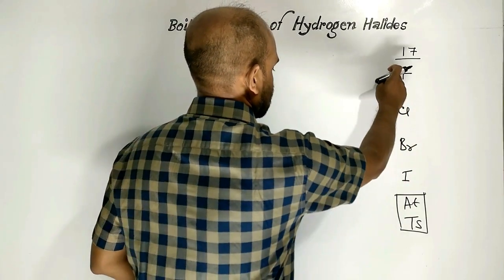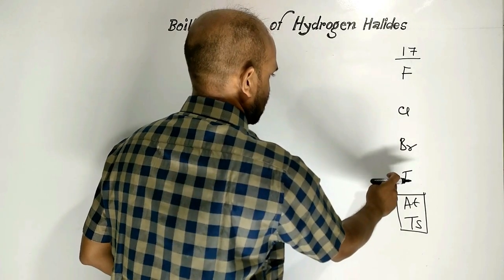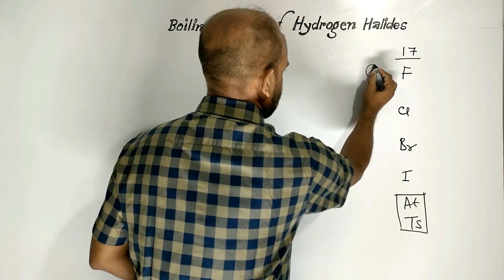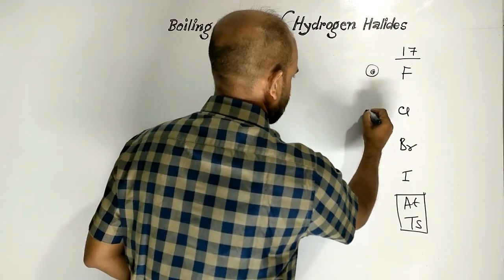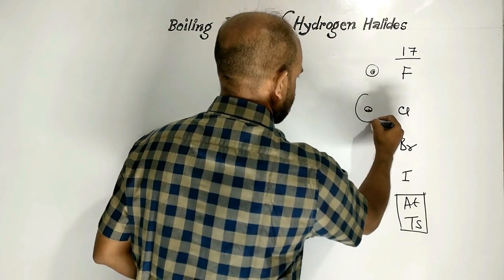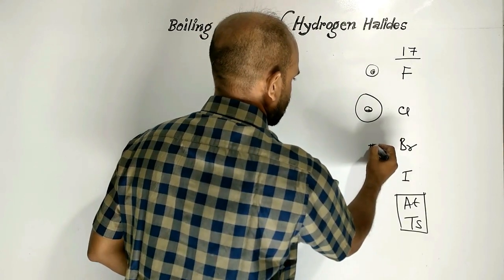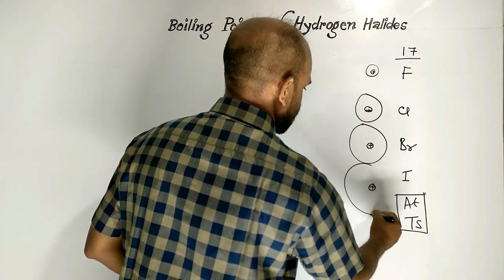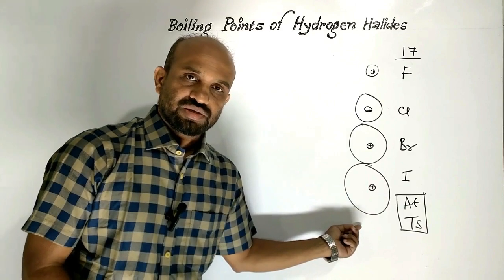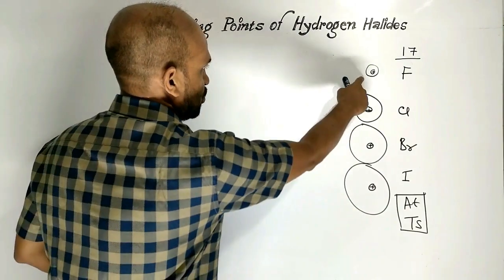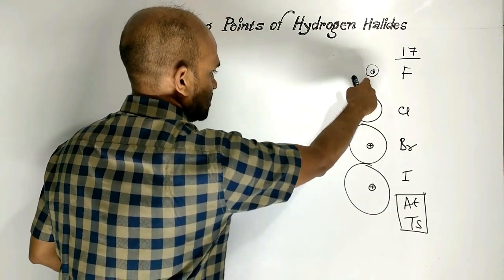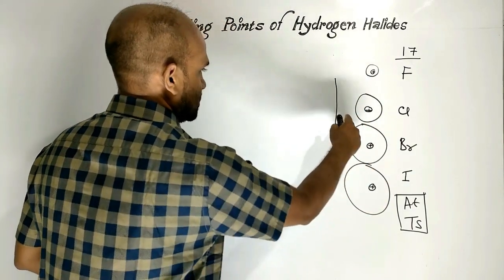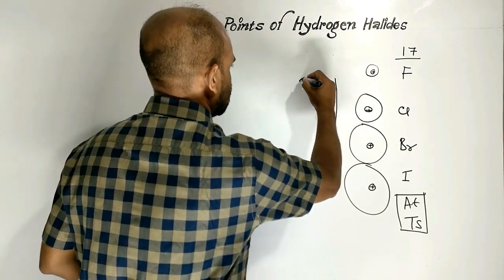Now let us see atomic sizes of these halogens. We know fluorine is smallest in size. Then atomic size increases from top to bottom in this way. Iodine is biggest in size and fluorine is smallest in size in this column. That is, atomic size increases from top to bottom.